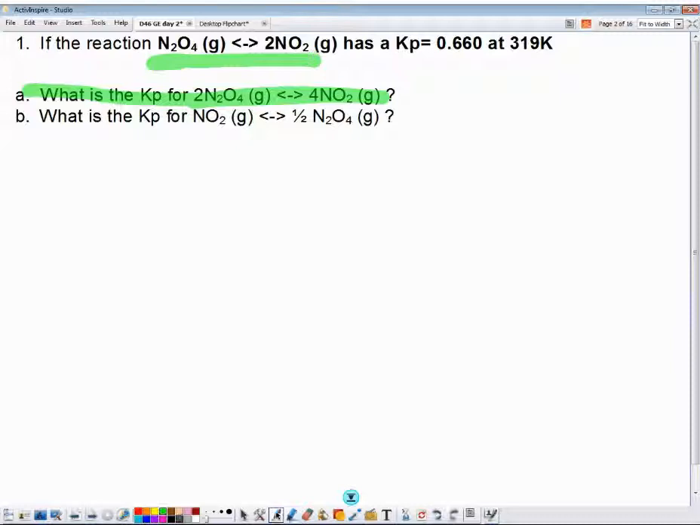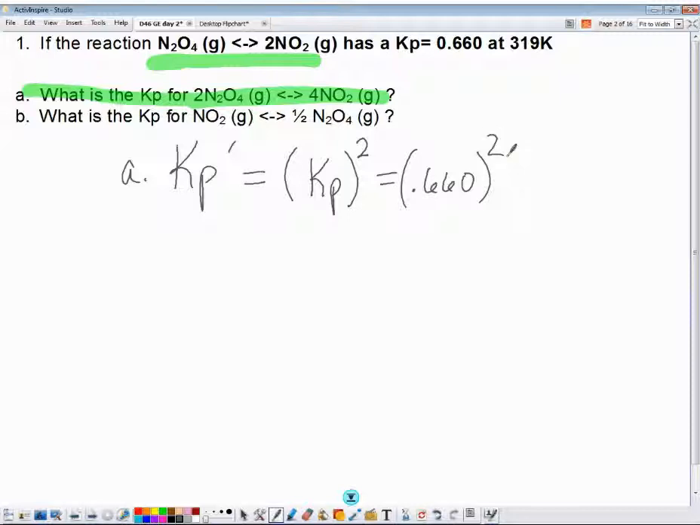So what do we do, Abby, when we take an equation and double it? What's going to happen to its Kp? Okay, it's going to be squared. So we're going to call this Kp prime for A. We're trying to figure out what its Kp is. Kp prime for A is going to be equal to the original Kp. And since we took the equation and multiplied all the coefficients by 2, we're going to take the Kp and square it, because remember, your coefficients are your powers. So that's going to look like this. 0.660 is the original Kp, and that's now going to be squared. Agreed? Okay, and I know you can do the math, so I'll leave that up to you.